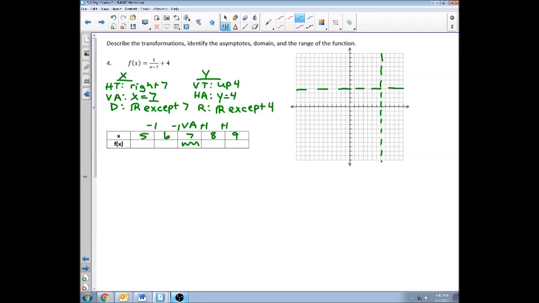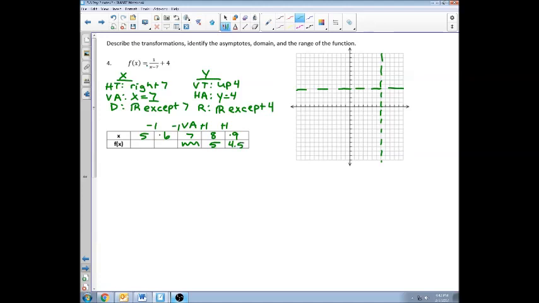Now I need to plug those x's back into the original problem. So I have 1 over 8 minus 7. 8 minus 7 is 1. 1 over 1 is 1. Plus 4 is 5. Then I need to put 9 in for my x. So 1 over 9 minus 7 is 2. 9 minus 7 is 2, correct? So 1 over 2 is 1/2. 1/2 plus 4 would be 4.5.